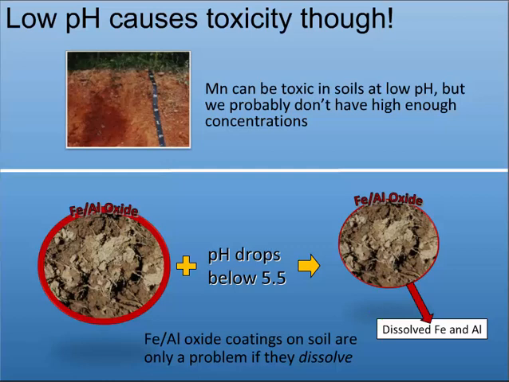Down here on the bottom, you can see that if you see a soil that's colored in red, it's coated in iron and aluminum oxides. As that pH drops below 5.5, some of that's going to dissolve, and it's going to release iron and aluminum, which can reach toxic levels in your soil. But it's only a problem if they dissolve.